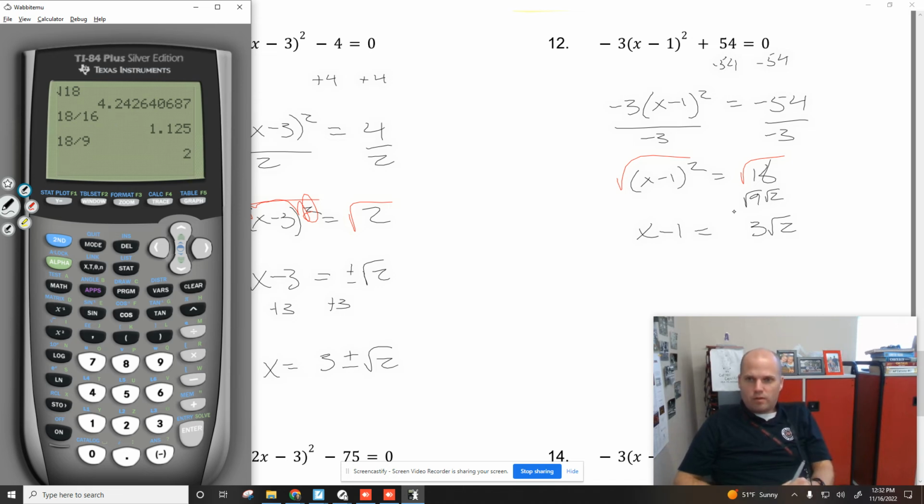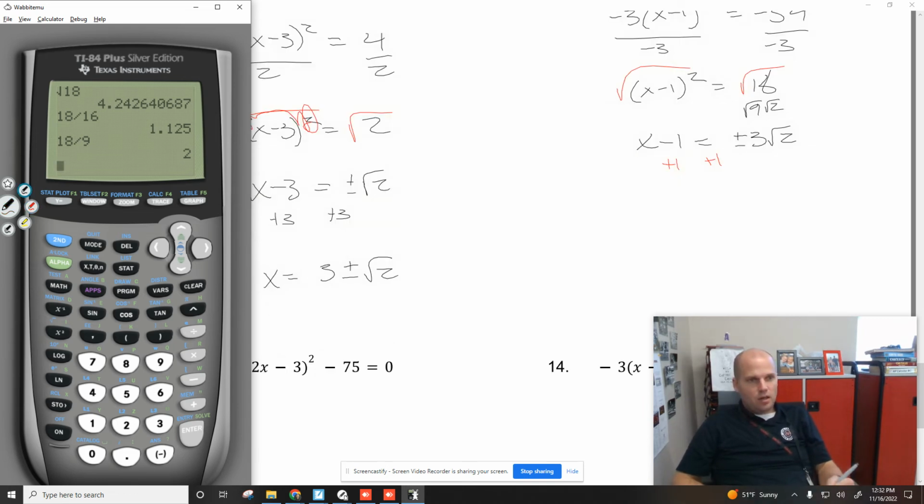We used a square root to solve an equation. We need a plus or minus. We finish things off by adding 1 to both sides. Guys, our x-intercepts are at 1 plus or minus 3 root 2.